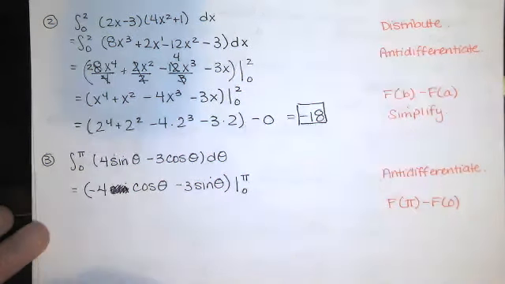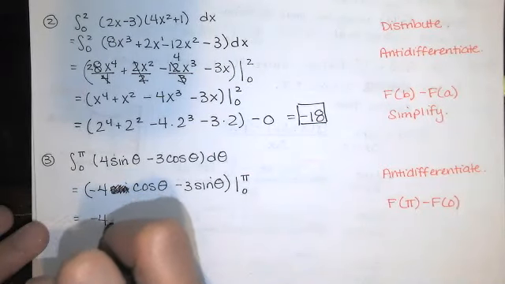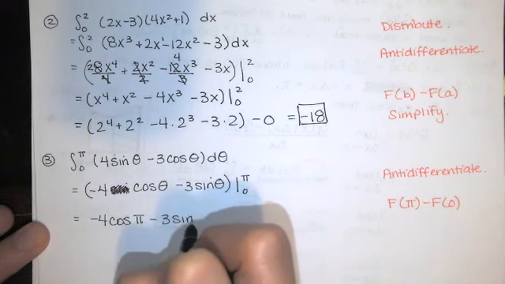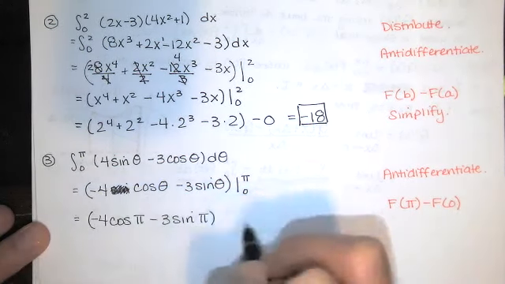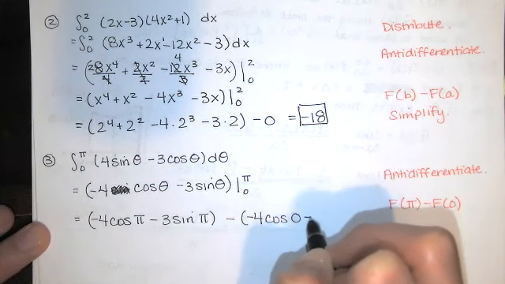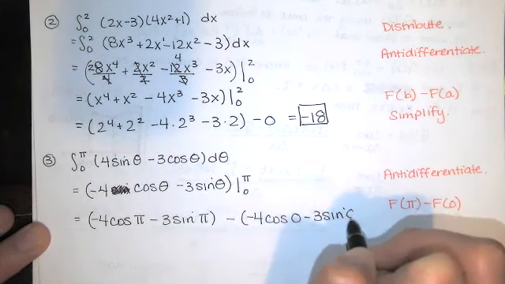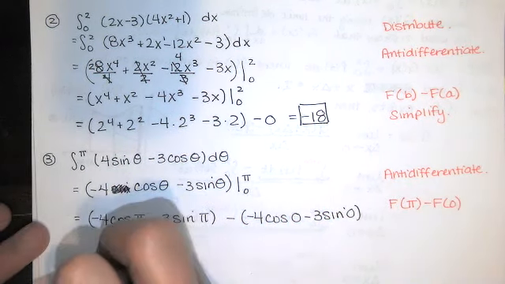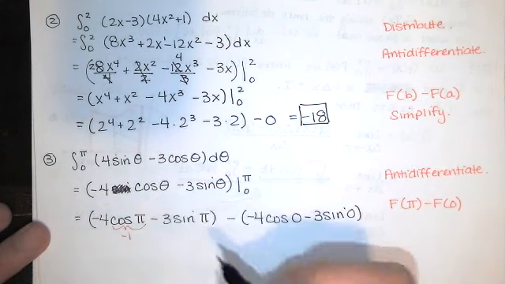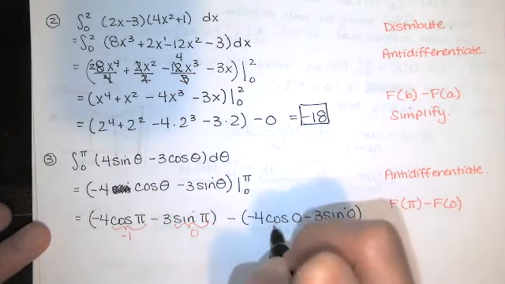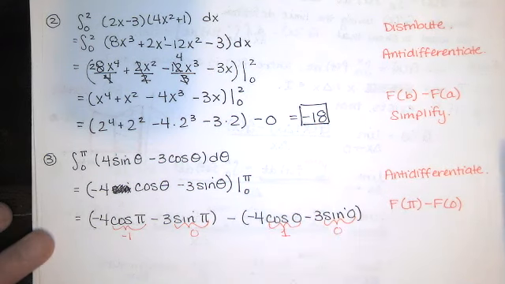So we've got negative 4 times cosine of pi minus 3 times sine of pi, minus negative 4 times cosine of 0 minus 3 times sine of 0. Be careful with the signs here. Cosine of pi is negative 1, sine of pi is 0. Sine of 0 is 0, cosine of 0 is 1.